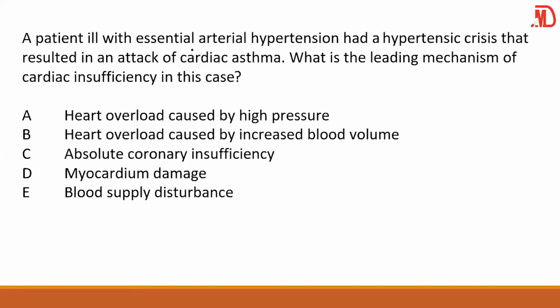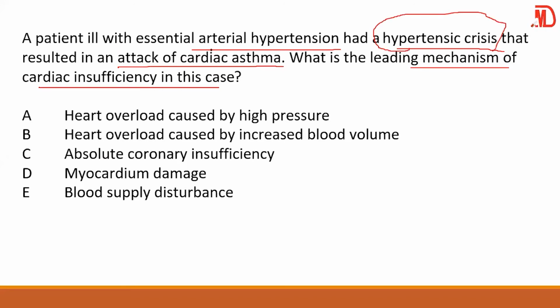A patient is ill with essential hypertension and had a hypertensive crisis that resulted in an attack of cardiac asthma. What is the leading mechanism of cardiac insufficiency? Now, the history of arterial hypertension tells you that this patient is having fluid overload or high blood pressure. High blood pressure, not temperature, pressure.